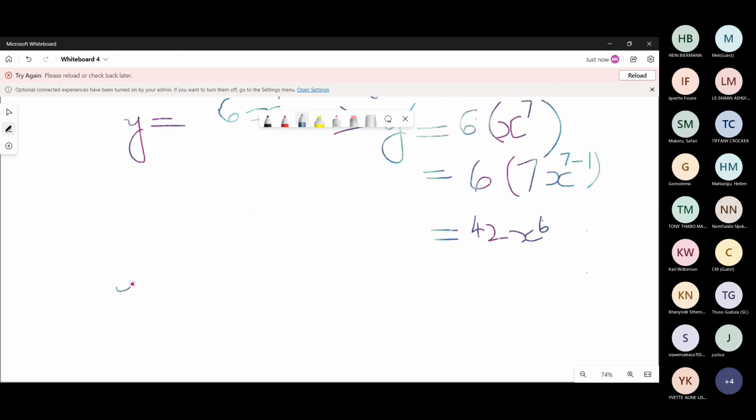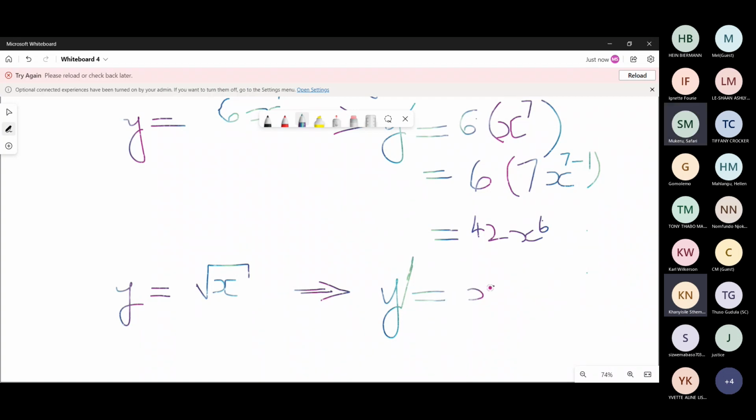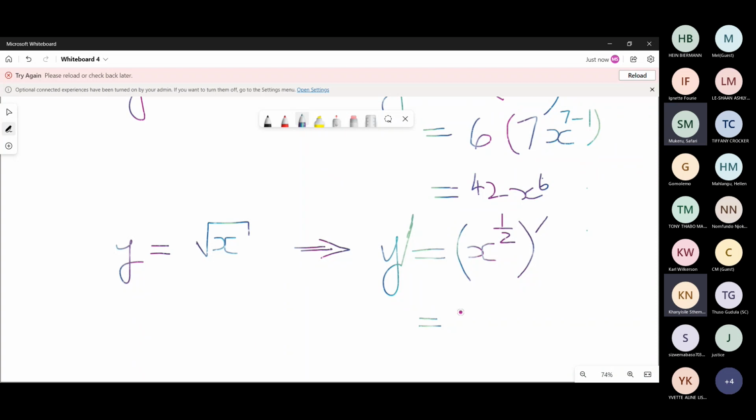Let me take another example. We can take as many as we want here. If we have the square root of x, how can you find y prime here? Anybody please to try this? You can write the square root of x as x to the power of what? Power of half. Good. Now we find the derivative. Can you apply here the power rule?